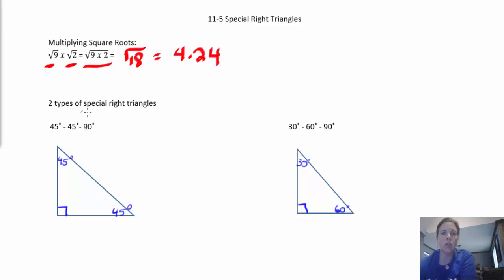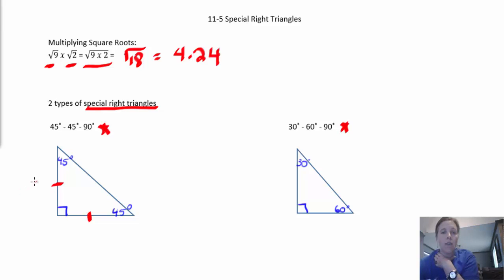Okay, so two types of special right triangles. We have our 45, 45, 90. We'll start with that, and then we'll do our 30, 60, 90. So what that means is you have a triangle that has 90 degrees and two 45 degrees. What you need to know is the legs are going to be the same. This has to be an isosceles triangle if it's 45, 45, 90.